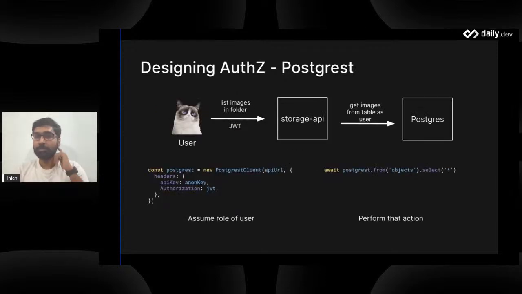So as I said, this is how it works. If a user tries to list objects in a particular folder, the storage middleware assumes the role of the user using the JWT, and tries to execute a query on the database as that user. If the query passes through, it actually retrieves the objects from S3 and passes it on.